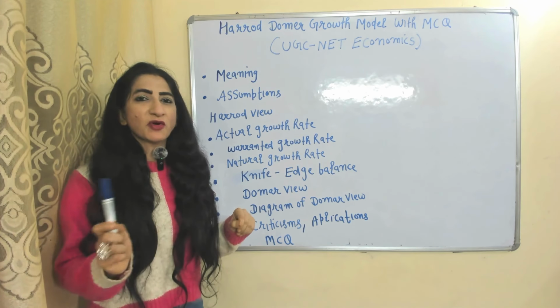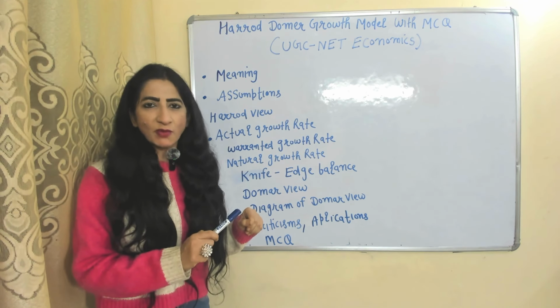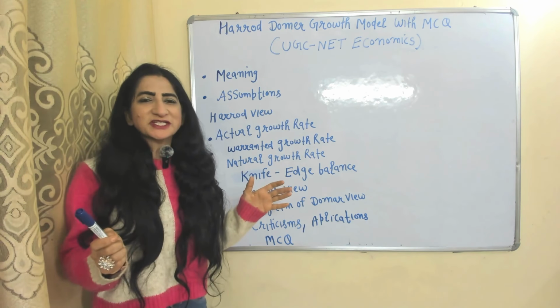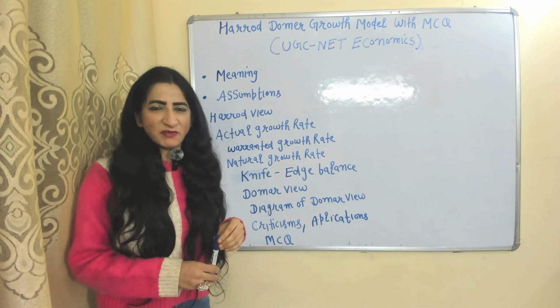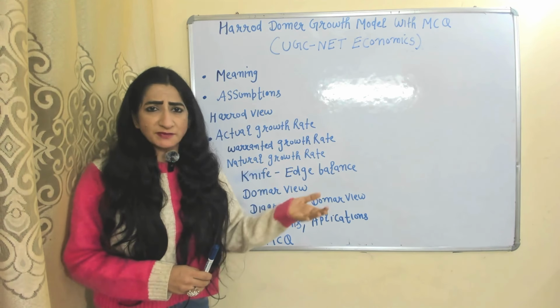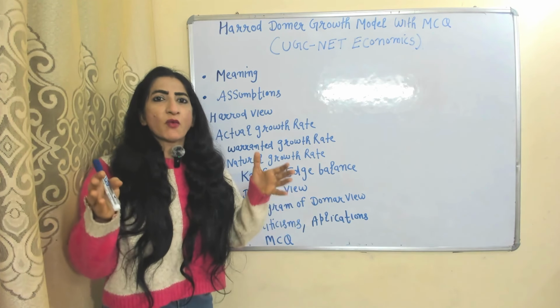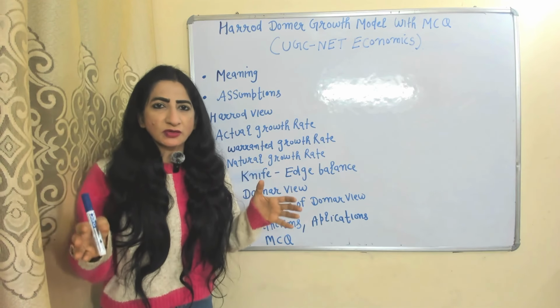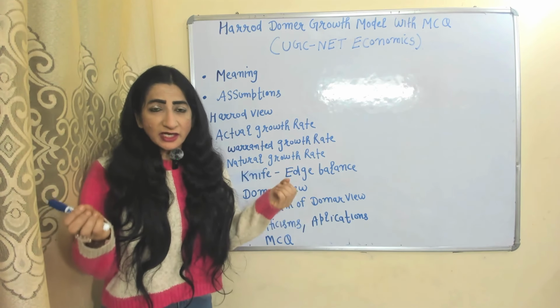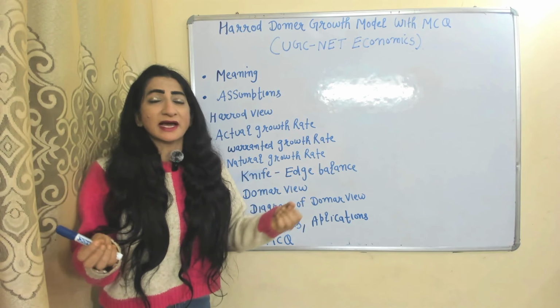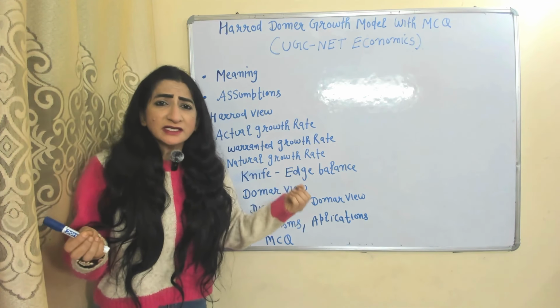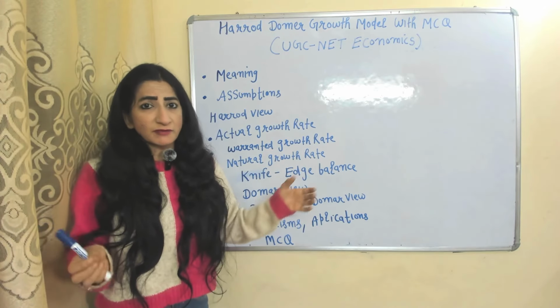Today we are going to talk about the Harrod-Domar growth model with MCQ, especially for UGC NET in economics. We will see the meaning, assumptions, Harrod's views like actual growth rate, warranted growth rate, natural growth rate, knife edge equilibrium, Domar's views, diagram of Domar's views, criticism, and application of this model with MCQ.